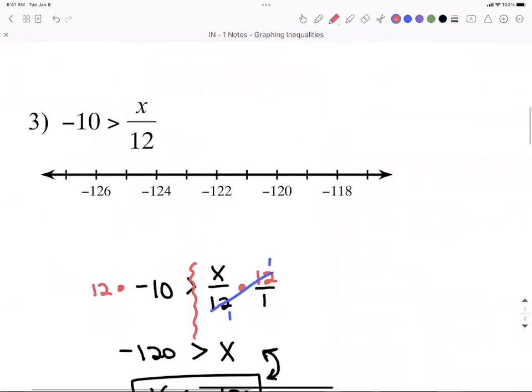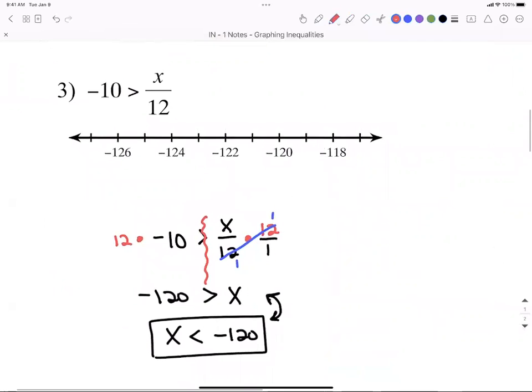Okay. So number 3, we've already solved it. So open or closed circle over -120. Anybody? Open. So we're going to put an open circle over 120, and then our inequality is pointing backwards, so our shading needs to go backwards. Your arrows should match if you have it written in the proper order like this.